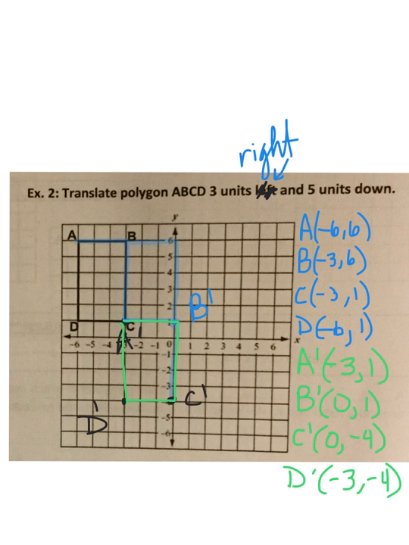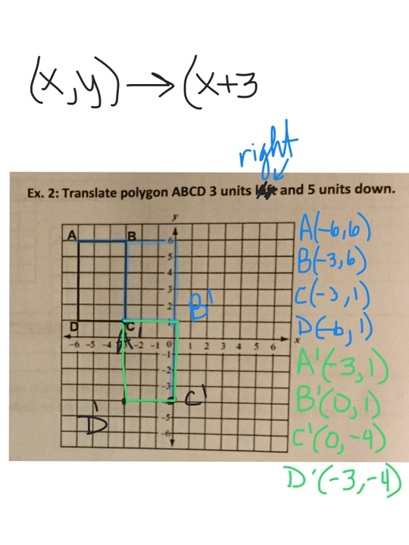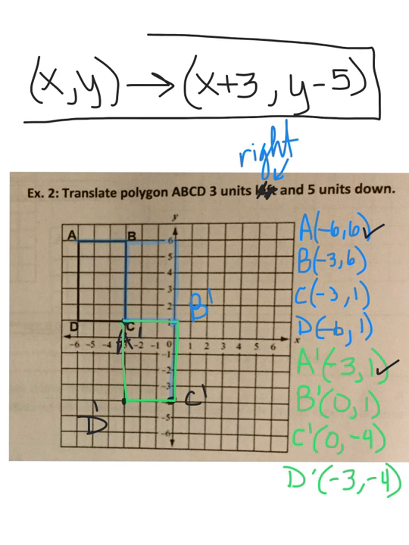If I look at these points and try to compare the image with the pre-image, I see that there is a change in X of 3 units. I've added 3 units. So if I were to describe this translation, I would say that X has been moved 3 units to the right, and Y, if I compare my Y's, went from 6 to 1. Y has been moved 5 units down. So this is how we describe a translation in terms of X and Y and an ordered pair.